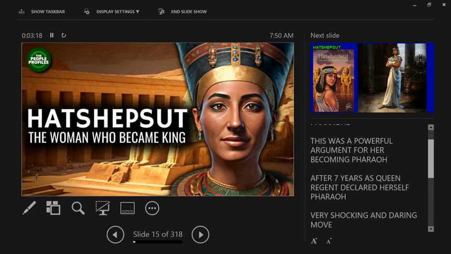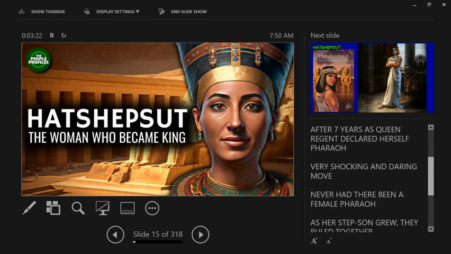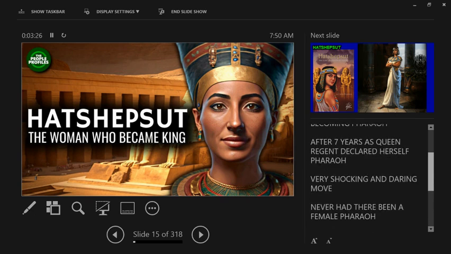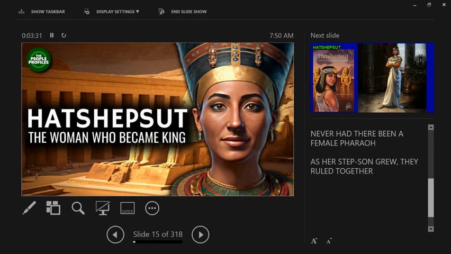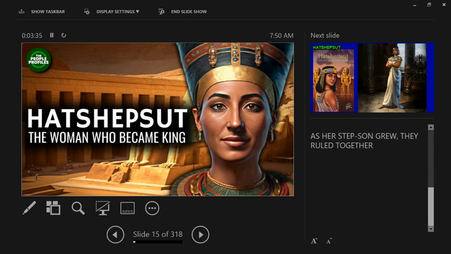So, and this is a very strong argument that she has. After 7 years as the queen regent, she declares herself as the pharaoh. And this is a very shocking and daring move. Never had there ever been a female pharaoh. And as her stepson grew, they ruled together.